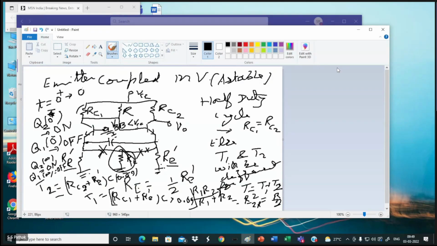So this is your Q2, it becomes active. And Q1 also becomes active. So one is decreasing, one is increasing, and that way it will be swinging like that. So this is about our thing.